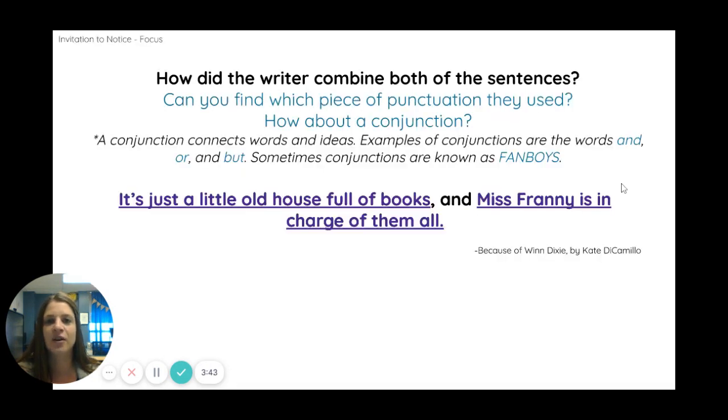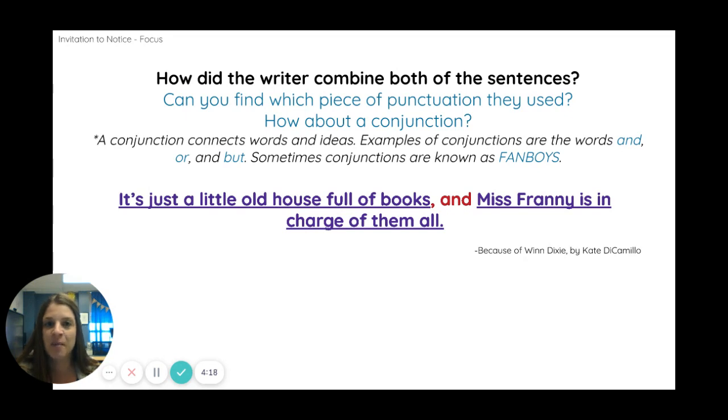So how did the writer combine both of the sentences? Can you find which piece of punctuation they used? How about a conjunction? Side note, a conjunction connects words and ideas. Examples of conjunctions are the words and, or, but. Sometimes conjunctions are known as fanboys. So can you find the conjunction in the sentence below? There it is, the word and.